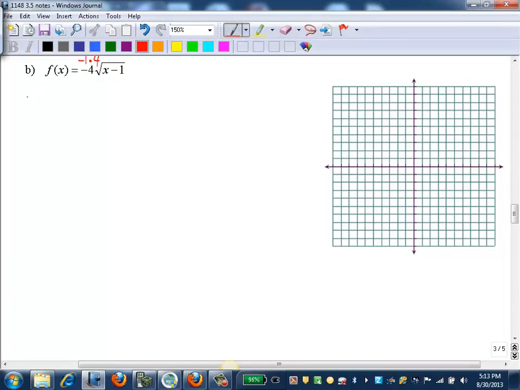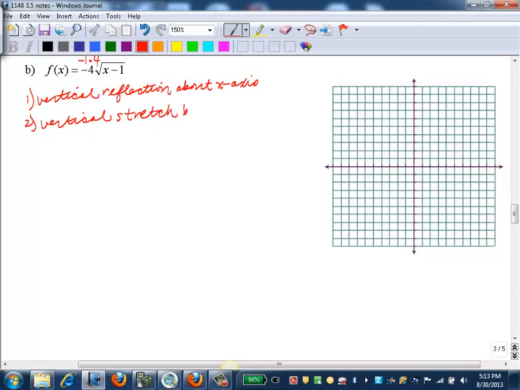So we're going to list these transformations. So we've got our vertical reflection about the x-axis, that's from the -1, and we have our vertical stretch by a factor of 4 from that 4 that's being multiplied. So those are our vertical changes. That's all that's going on outside the radical.